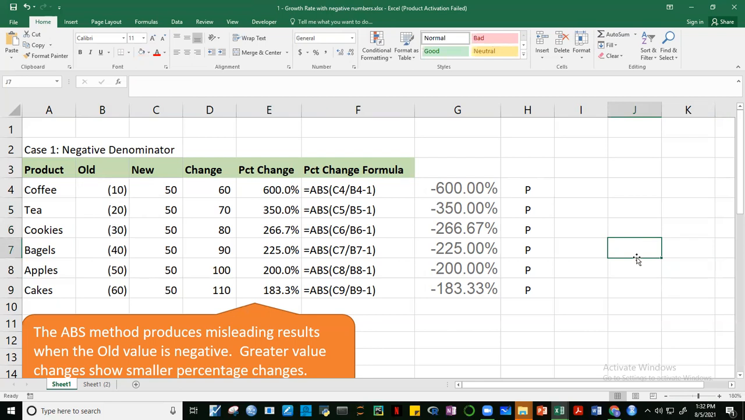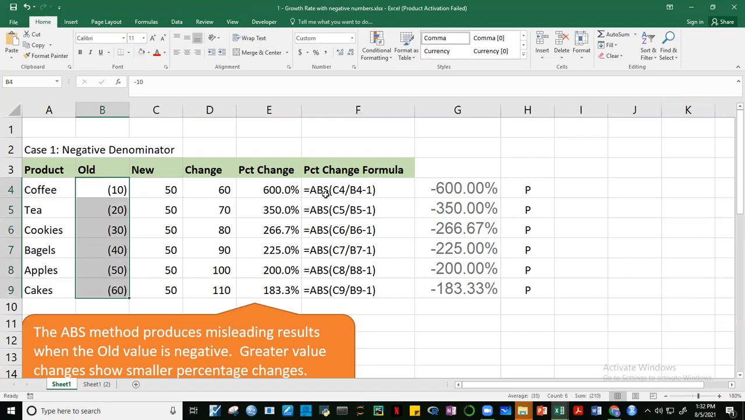Okay? Kasi tingnan nyo to, si coffee, ang tinaas niya, 60. Si cakes ang tinaas niya 110. And yet, sa percentage change, no? Mas malaking percentage change ni coffee. Kahit 60 lang yung tinaas niya, ito si cakes ang tinaas niya 110. Ang percentage change lang nito 183, si coffee 600. So something's weird about this. And it's because we're working with negative yung old values natin. Yun nagiging problema pag negative.